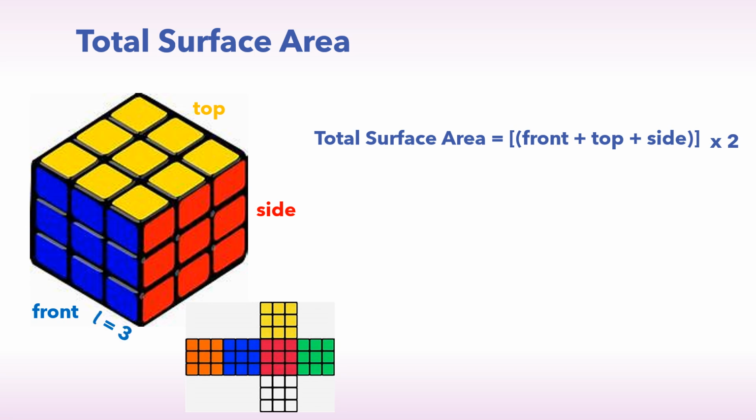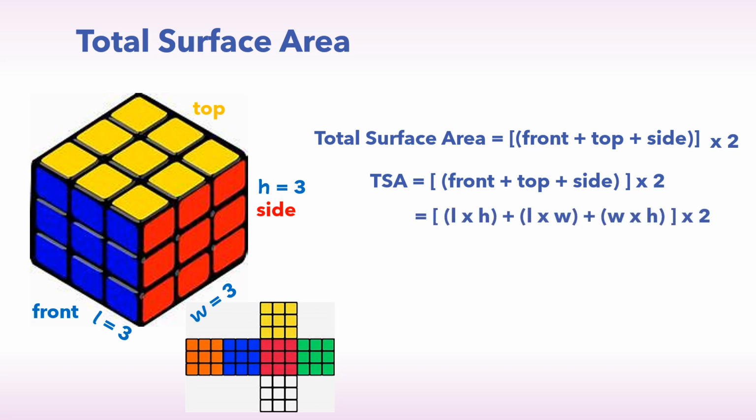So now let's say that for the total surface area, the length, if we look at the front, is 3 blocks, right? The width is 3, and then the height is 3. In short, we say TSA is equal to front plus top plus side times 2. Now the front, let's look at the blue cubes: the length is 3 cubes and the height is 3 cubes.